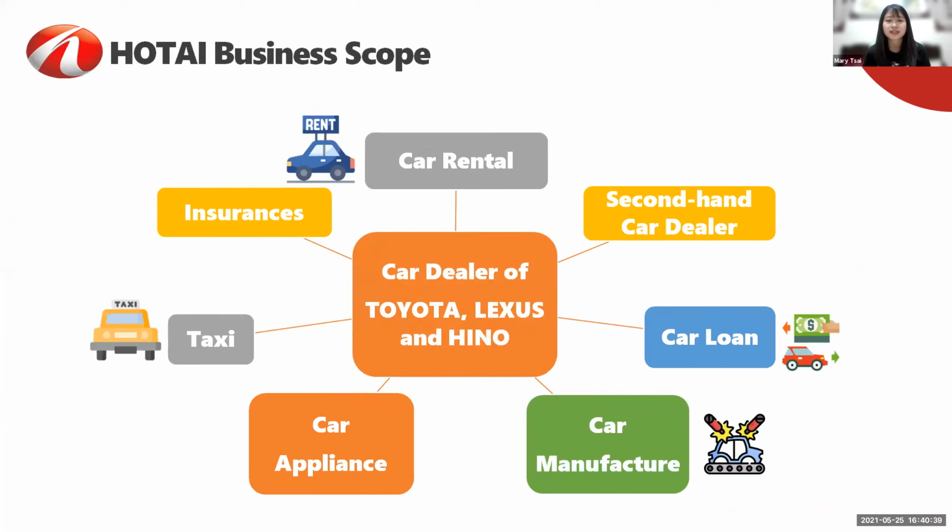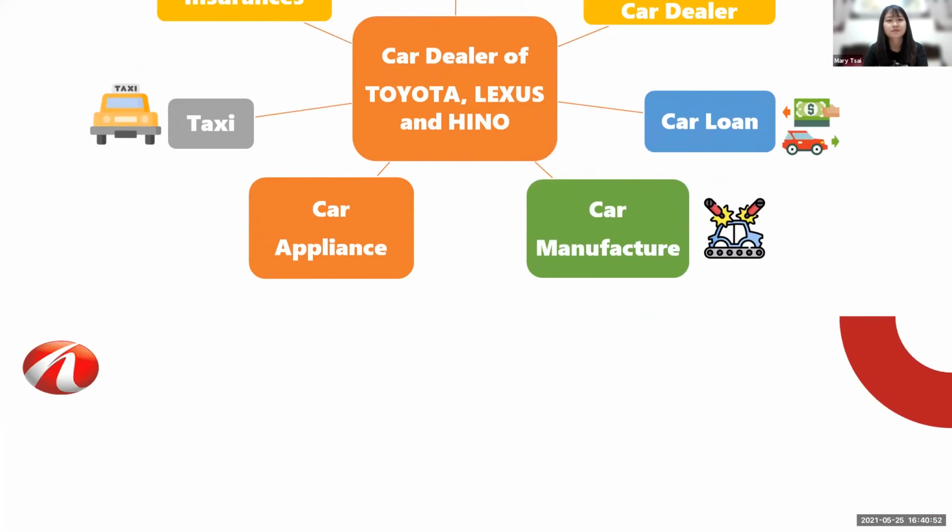Hetai's main business is car dealer. As you can see in this picture, Hetai is also engaged in car rental, second-hand car dealer, car loan, car manufacturer, car appliance, taxi, and insurances.